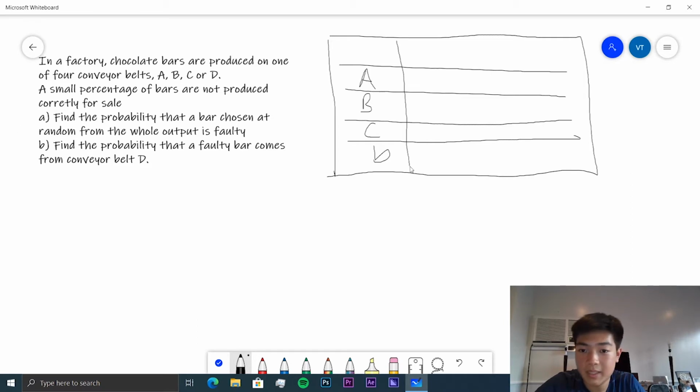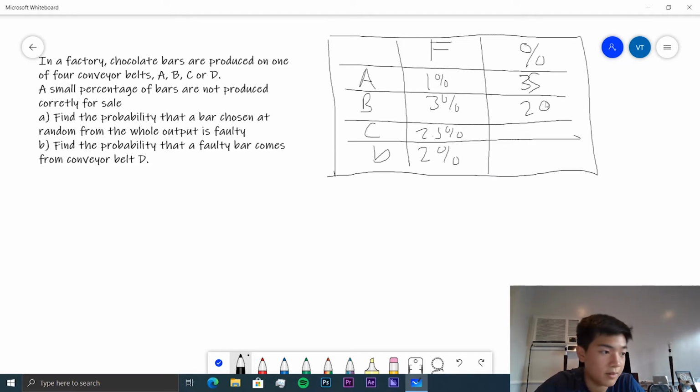And we have the percentage of faulty chocolate bars, which is 1%, 3%, 2.5%, and 2%. And we have percentage of the total outcome is 35, 20, 24, and 21. So find the probability that the bar chosen at random from the whole output is faulty. So what we need to do is multiply the faulty probability by the percentage probability.